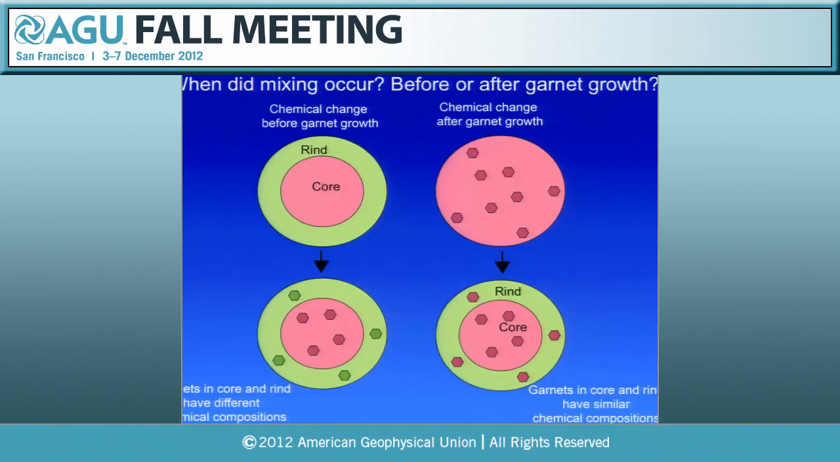Okay, so I mentioned the fact that there's a garnet in the rind. The presence of garnets in both a core and rind allows us to test the relative timing of the chemical changes. And I've got a little thought experiment here to illustrate what I mean.